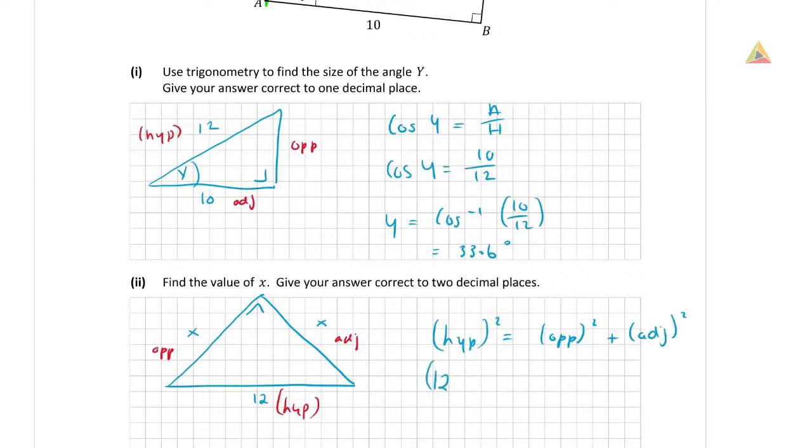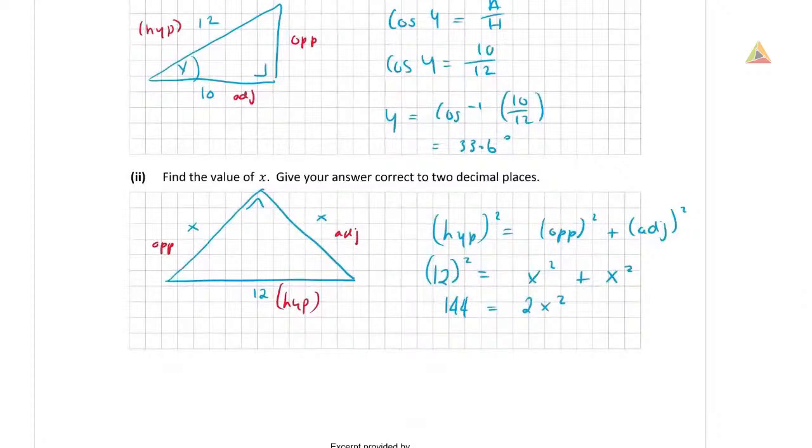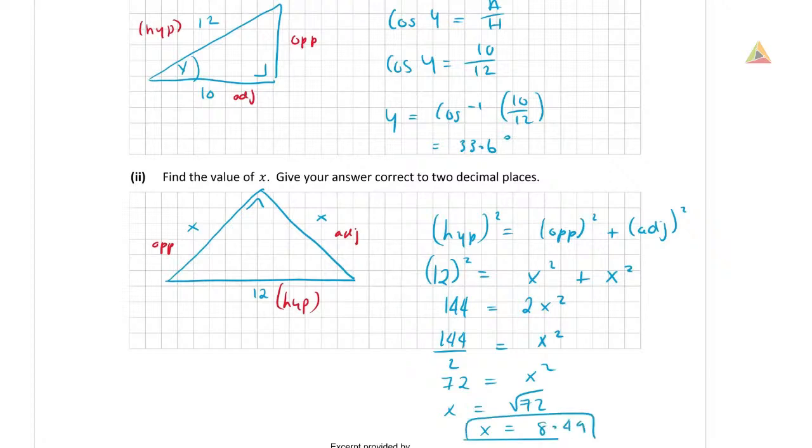So the hypotenuse squared is going to be 12 squared is equal to x squared plus x squared. Now when you add x squared plus x squared, you get 2x squared. So 144, which is 12 squared, is equal to 2x squared. Okay, so then we're going to bring the 2 underneath. So 144 divided by 2 gives us x squared. 144 divided by 2 is 72. So x squared is 72, which means x is the root of 72. Now you can put that straight into the calculator. So the root of 72 will give you 8.49, and that's correct to 2 decimal places. So that's the end of that question.